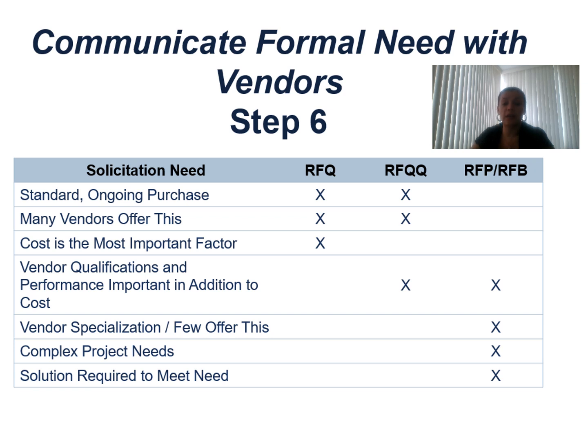If you need to validate the qualification of a vendor and performance is important in addition to cost, you will go through RFQQ or RFP or RFB. If you need a vendor specialization and few offer this, you go through the last 2. Complex project needs, definitely you go through the last 2. If a solution is required to meet the needs, you go through the last 2.